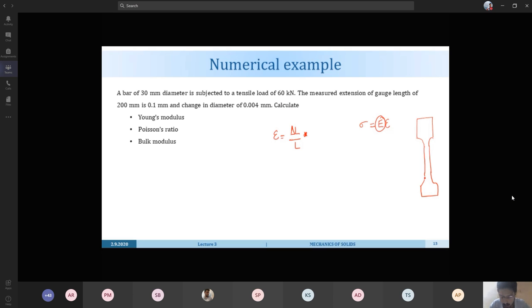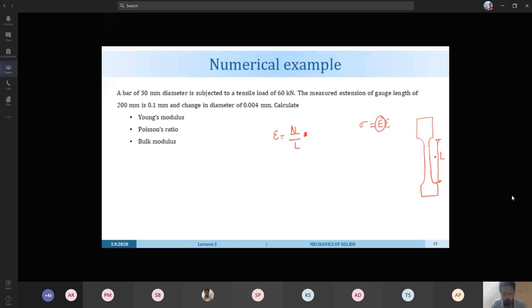Do you remember this figure from the last class? Yes, sir. Okay. So it is a test specimen which we are using for finding the stress strain curve in a universal testing machine. And this is the length in which we are interested. This is the length of the bar on which we are applying the forces.